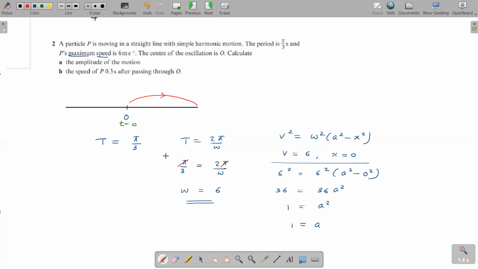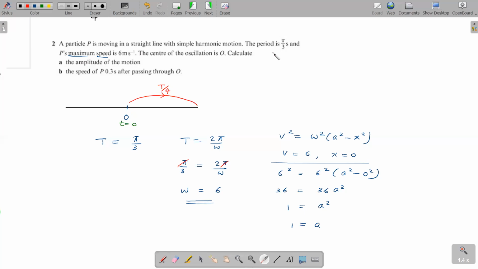Periodic time is the time taken to go through all 4 parts of the SHM, right? I told you SHM you can take into 4 parts: center to amplitude, amplitude to center, center to the other amplitude, and amplitude to center. So it's divided into 4 equal parts. So the time taken from the center to amplitude is a quarter of the periodic time, and the time taken from the amplitude to the center is again a quarter of the periodic time.